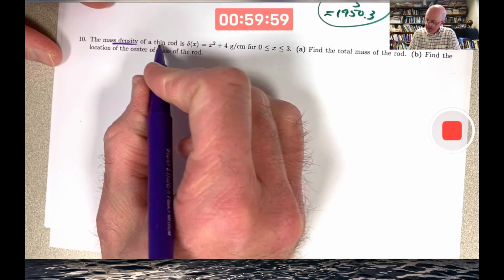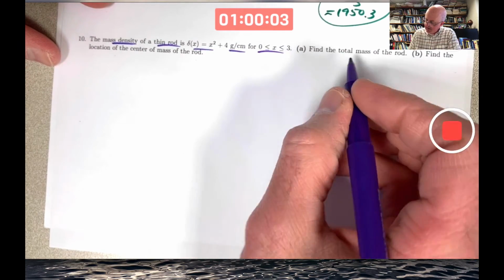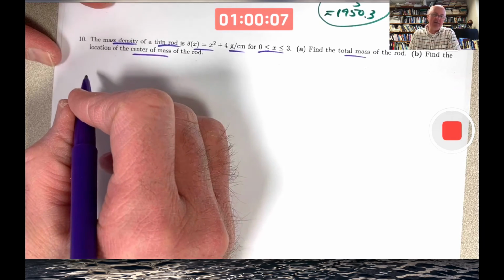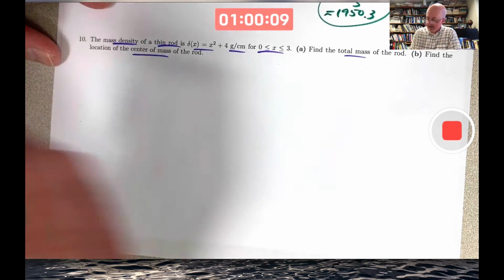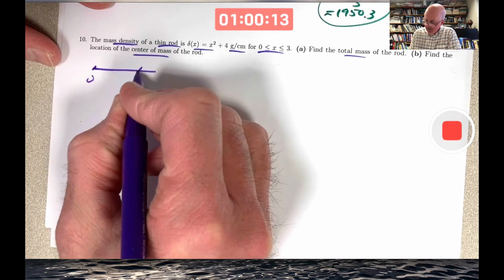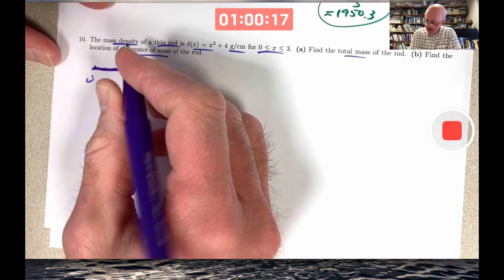Mass density of a thin rod is this thing in grams per centimeter when x is between 0 and 3. Find the total mass and find the center of mass. Thin rod, that's actually meant to be like a wire, a thin wire, laying along the x-axis, say, from 0 to 3. There's our thin rod or wire.